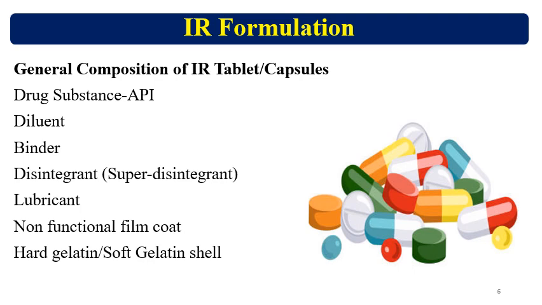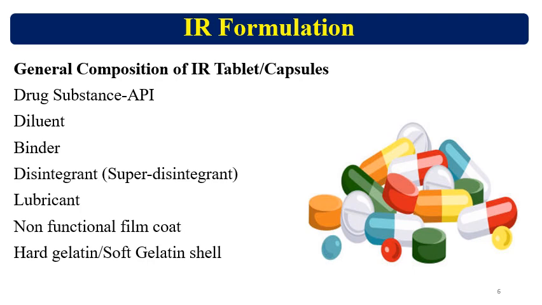Generally, if you consider the composition of an IR formulation of tablet or capsule, the components are API, diluents to make up the required bulk and to have the manufacturability, then binder, disintegrant, lubricant and film coating.